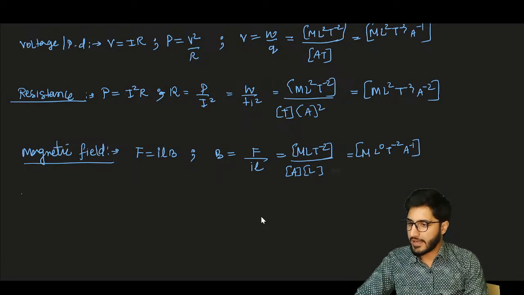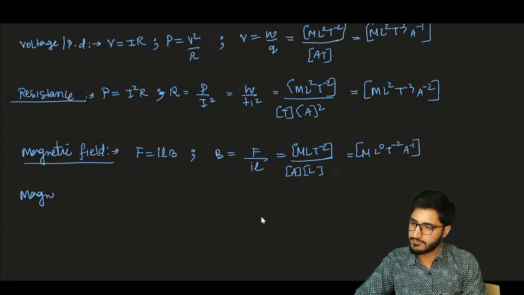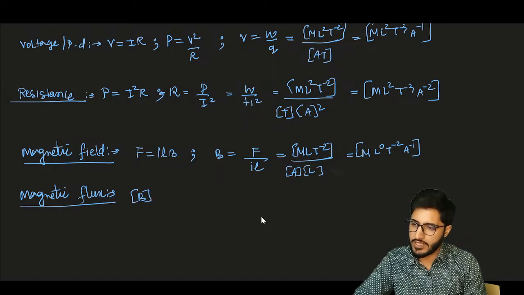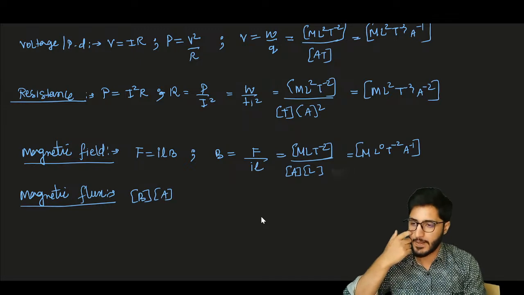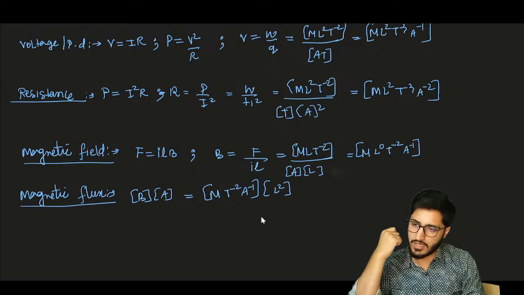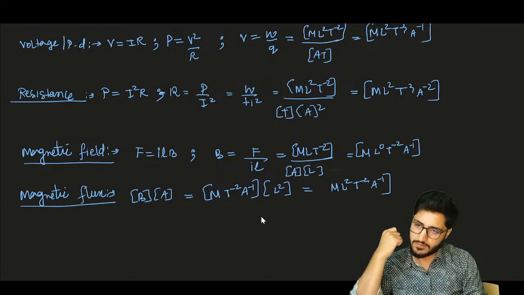Now we are having magnetic flux. Magnetic flux is magnetic field into area, same as electric flux, E dot A. So what is B? B we know that it is MT^-2A^-1. Area is L square. So I got ML^2T^-2A^-1.